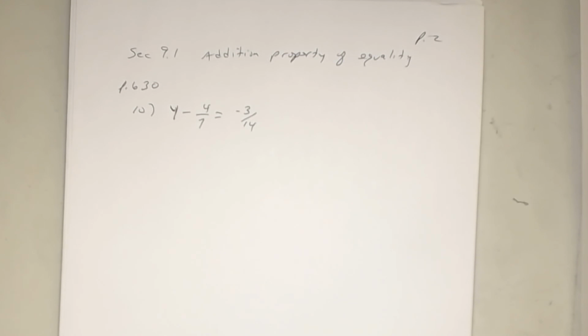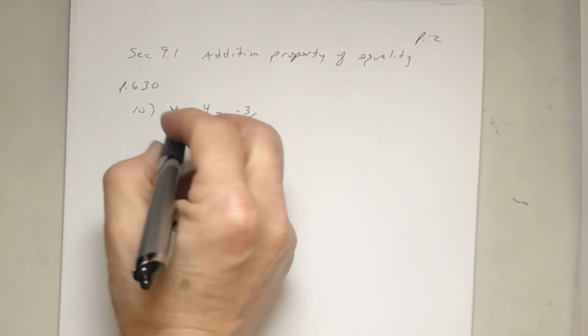All right, now this section is easy because this is one operation you have to do. So how do you get the variable y by itself? Add 4/7 to both sides. Right now I'm subtracting 4/7. The opposite of subtracting 4/7 is to add 4/7. So I'm going to add 4/7 to both sides.